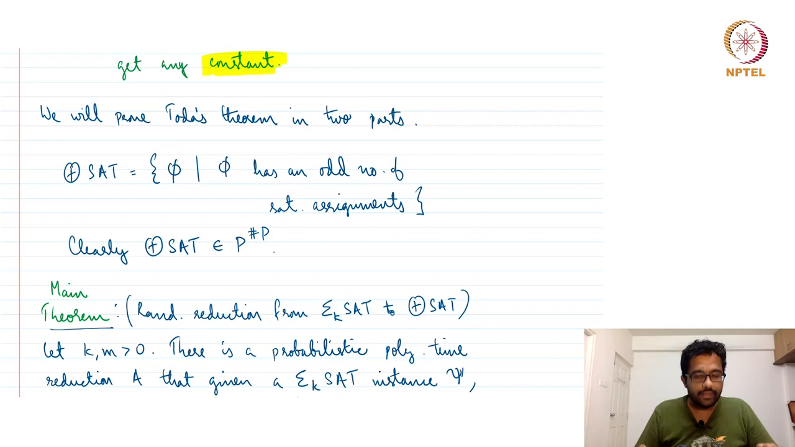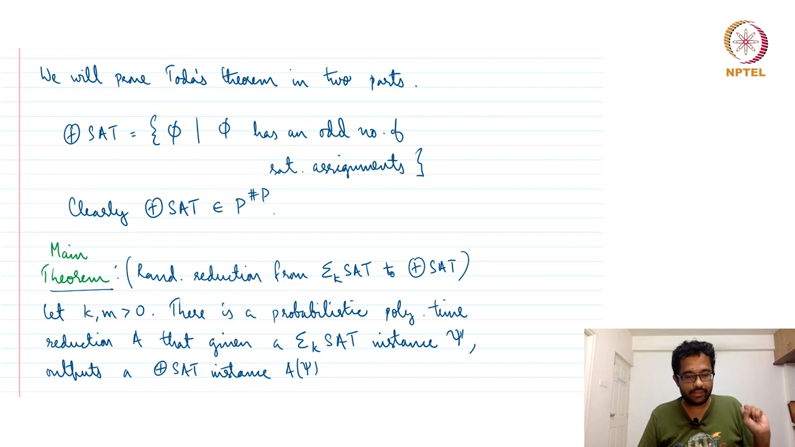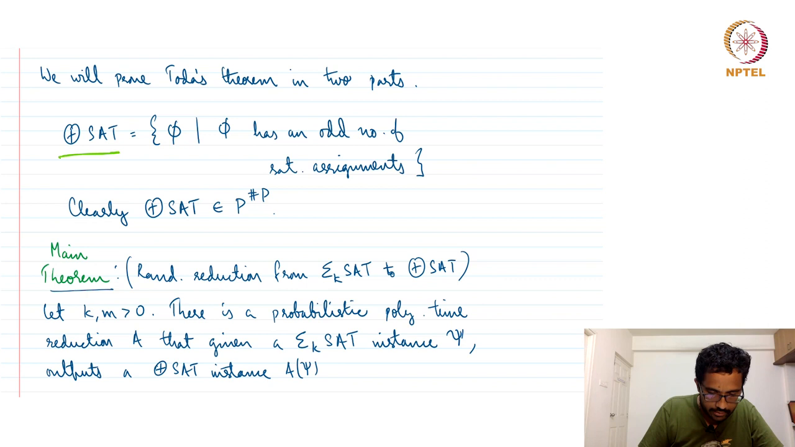Okay, so coming back to Toda's theorem, we will do Toda's theorem in two parts, right? The first part will be covered in this lecture, and the second part in the next lecture. So consider the language called parity SAT. Okay, so parity SAT is simply asking, right? This plus with the circle, plus inside the circle, is called parity. It is simply asking if the given formula, or it is a class of languages or class of formulas that have exactly an odd number of satisfying assignments.